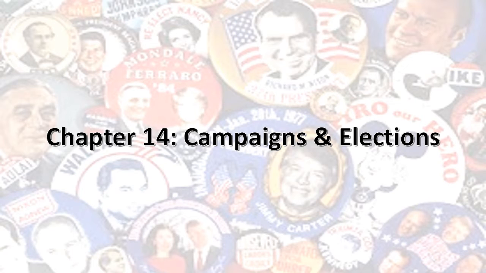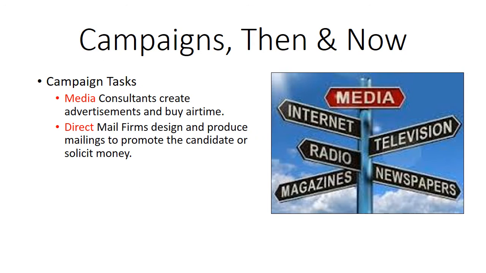All right, we're going to start chapter 14 today, which is campaigns and elections. We're going to look at some basic terminology. We're also going to focus on how elections have changed from the past to the present. And then we're going to talk briefly about the president getting elected and finally congressional members.